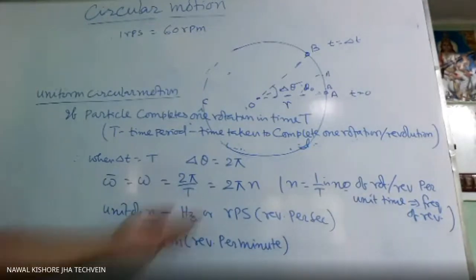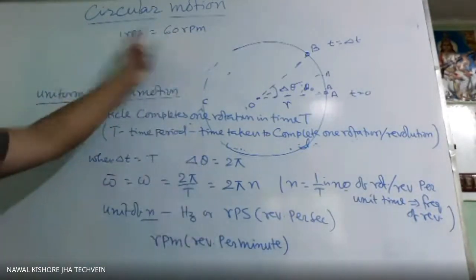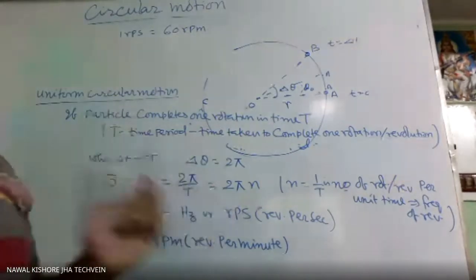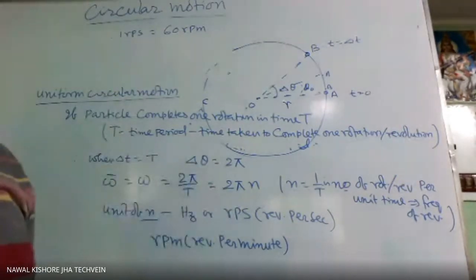So if it is given in RPM, how will you change it to RPS? 1 RPM means 1 by 60 RPS. Suppose 1200 RPM means 1200 by 60 RPS. Like the speed of a fan. If you go to purchase a ceiling fan, they write the speed as 1400 RPM. It means it will complete 1400 rotations in 1 minute, or 1200 RPM or 800 RPM. That will give the idea how fast the fan is running.